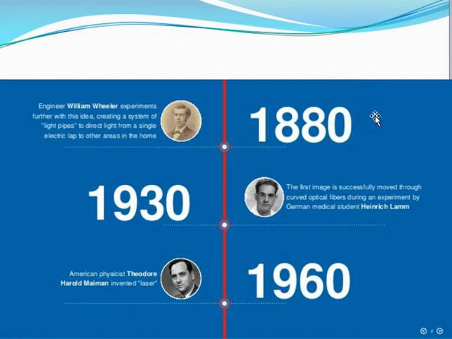So in 1880, another experiment called light pipes was shown by William Wheeler. This is also another proof that light can be propagated through a medium. Okay. So in 1930, the first image, which is the first data, was successfully transmitted through a curved optical fiber during an experiment by a German medical student called Heinrich Lamm.